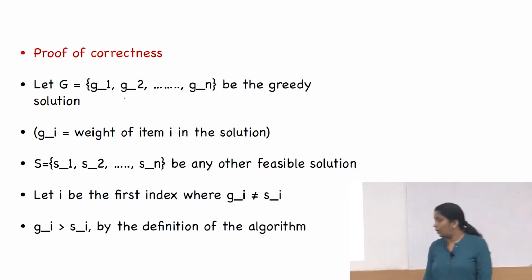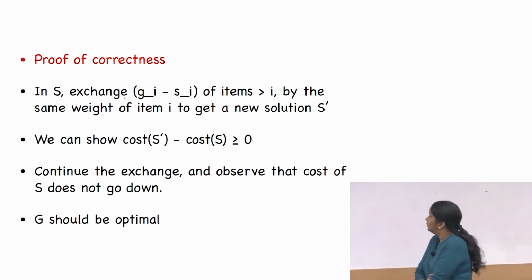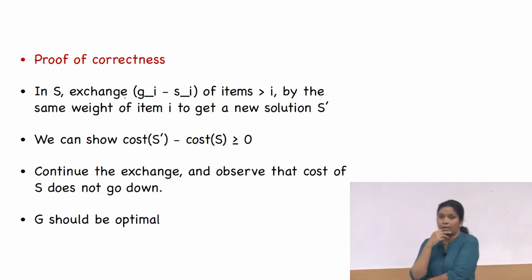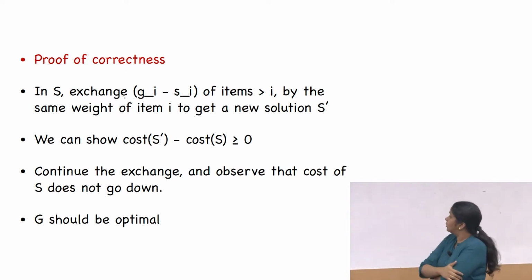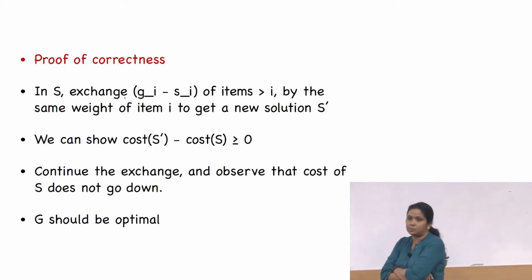Now what you'll do to transform is this. S initially had SI of item I. Now you will add some more of item I to S, so that it becomes GI of item I. So you exchange these items and get a new solution S prime.